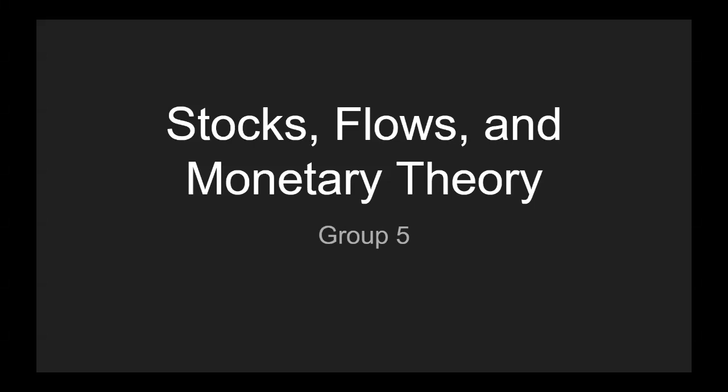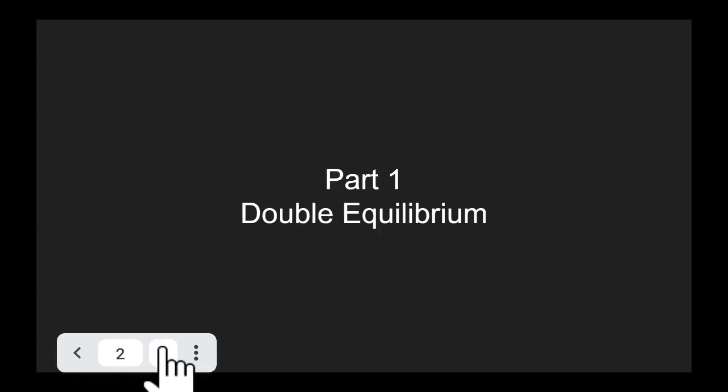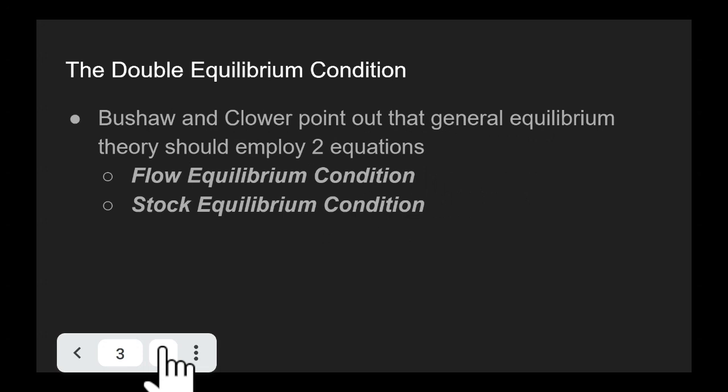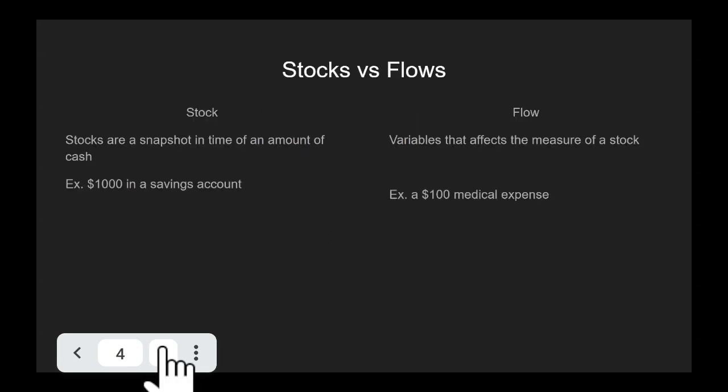This is Group 5's presentation on stock flows and monetary theory. It's a paper written by Baumol in 1962. In part 1, the paper deals with double equilibrium conditions. This was first proposed by Bushell and Clower, and they said that in general equilibrium theory, it should employ two equations. The first equation being the flow equilibrium condition, the second equation being the stock equilibrium condition.